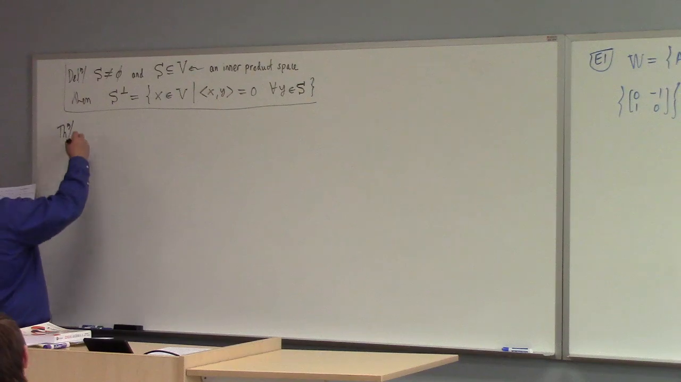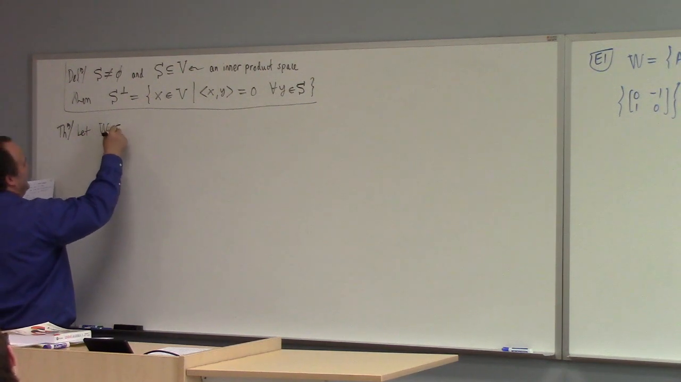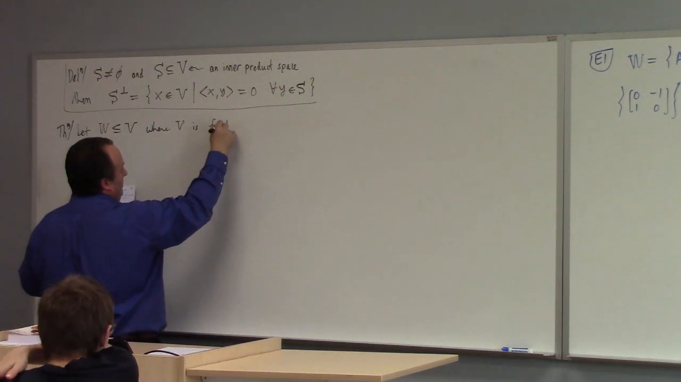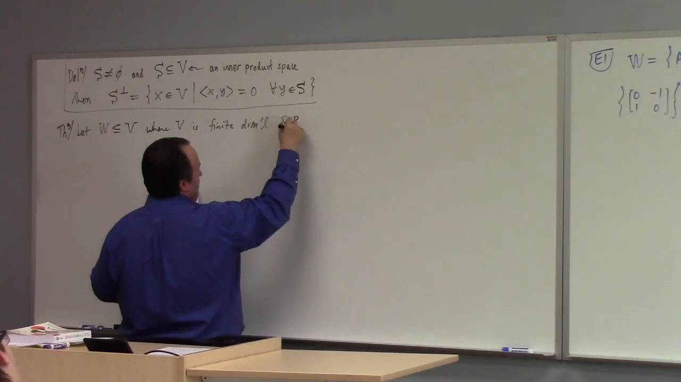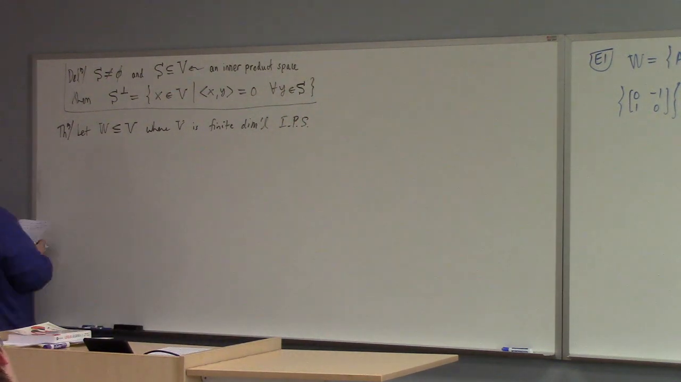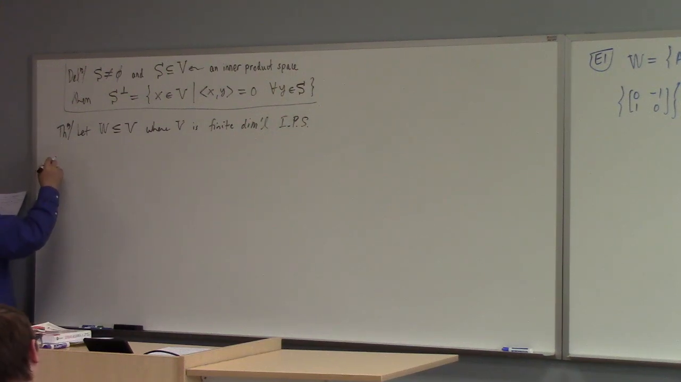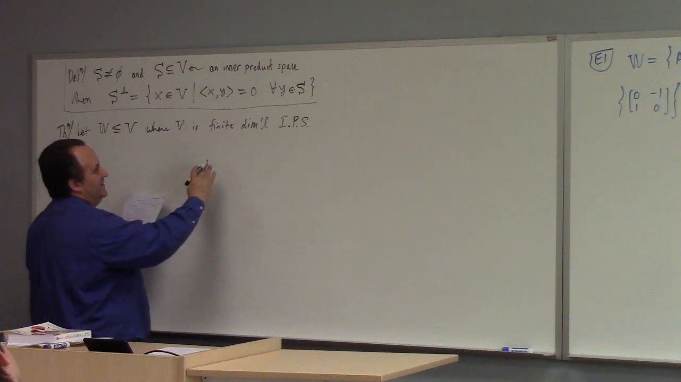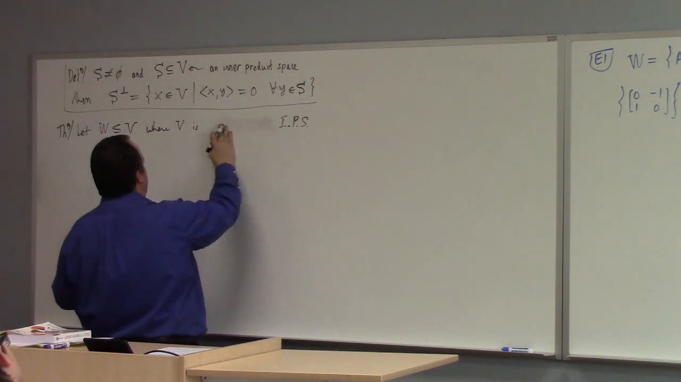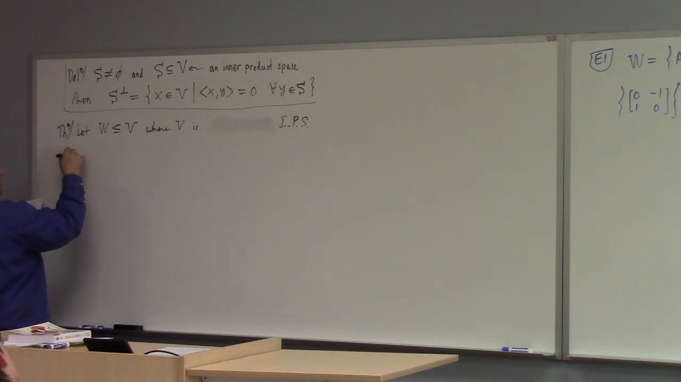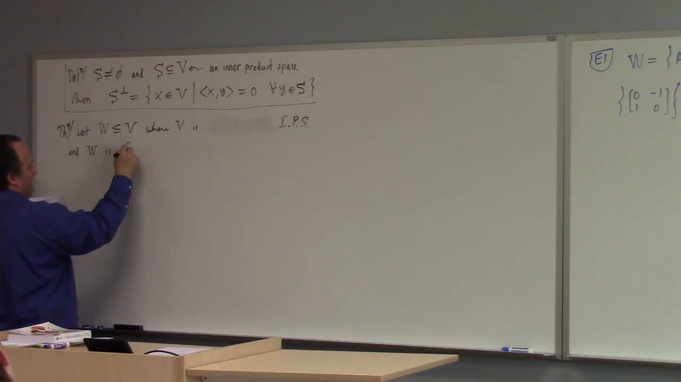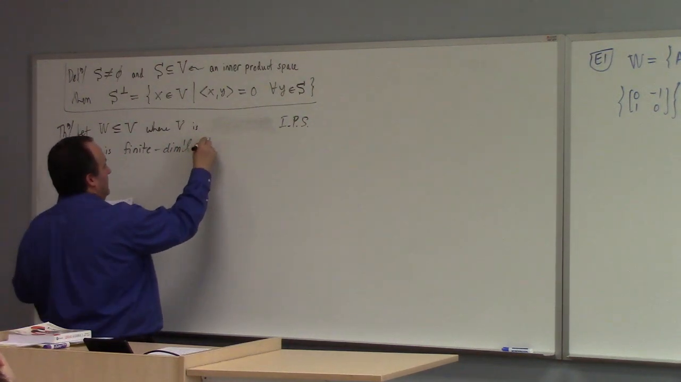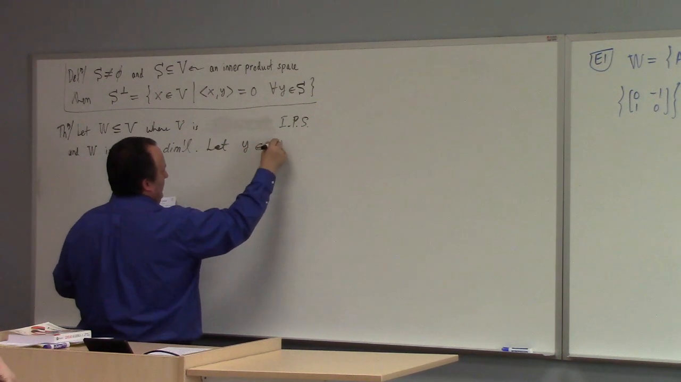All right, so let W be a subspace of V. Where V is an inner product space. Oh no, my bad. V is an inner product space, I shouldn't say finite dimensional on V. And W is finite dimensional. All right, W is finite dimensional. Let Y be an element of V.